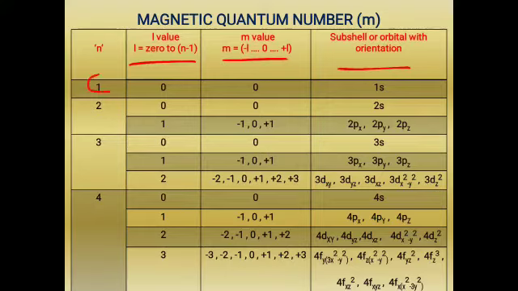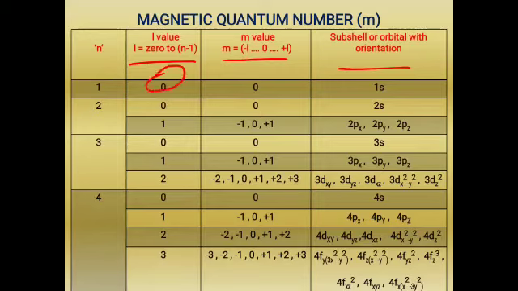When n is equal to 1, L will have only one value, 0. When n is equal to 2, L will have 2 values, that is 0 and 1. When n is equal to 3, L will have 3 values, 0, 1 and 2. When n is equal to 4, L will have 4 values, that is 0, 1, 2 and 3. Now from n we have calculated L. Now from L, how to calculate m?